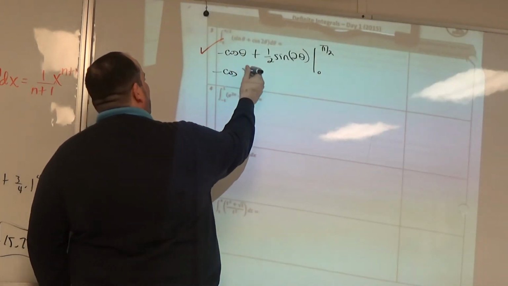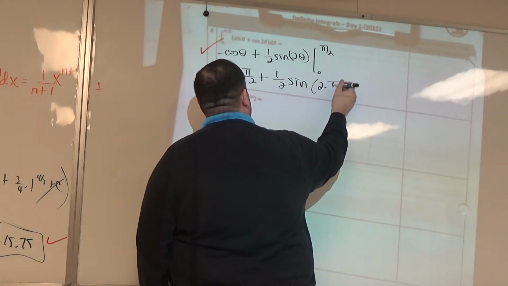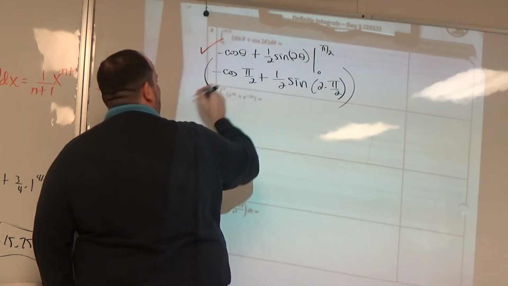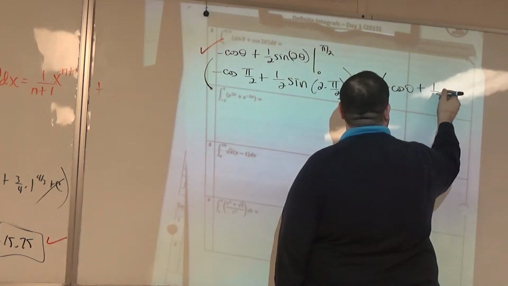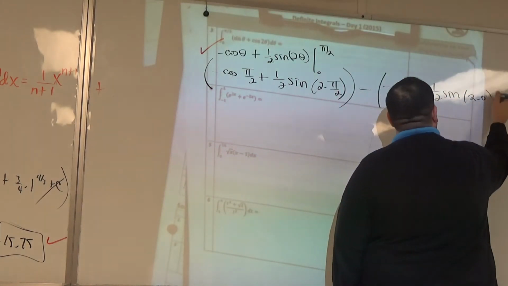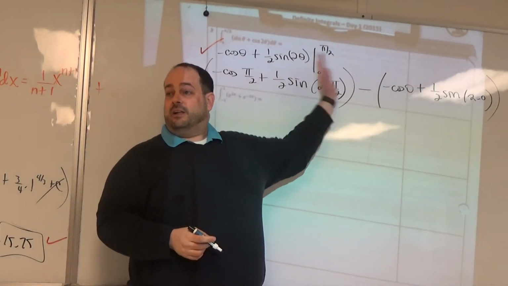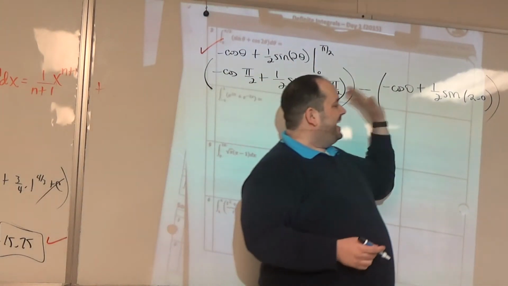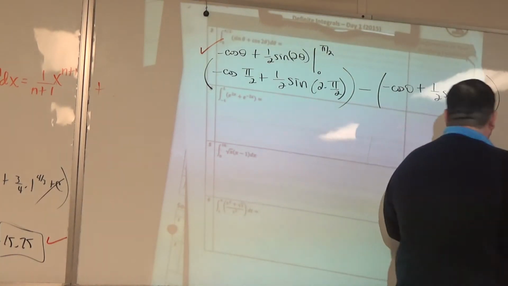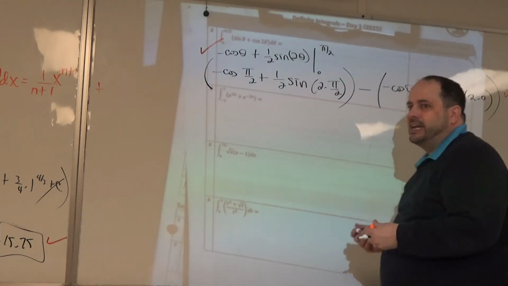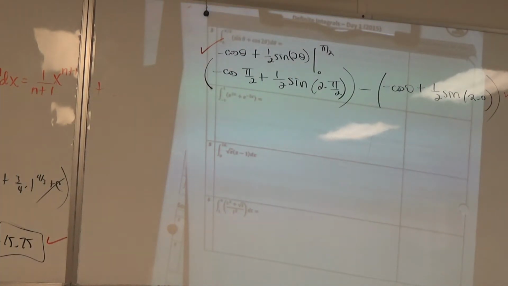If you get this right: negative cosine pi over 2 plus 1/2 of sine 2 times pi over 2, all that minus negative cosine 0 plus 1/2 the sine of 2 times 0. Hold on, Mariah. It's all of what you get from plugging in the top minus all of what you get from plugging in the bottom. And good news, even before you simplify, I'm ready to give you the second point. Because now it's just, can you simplify?